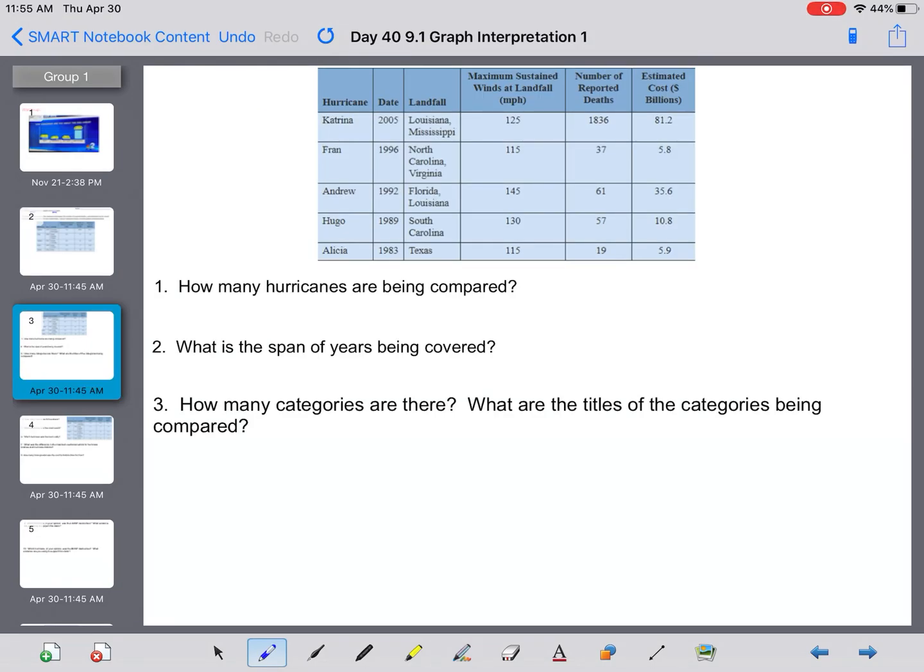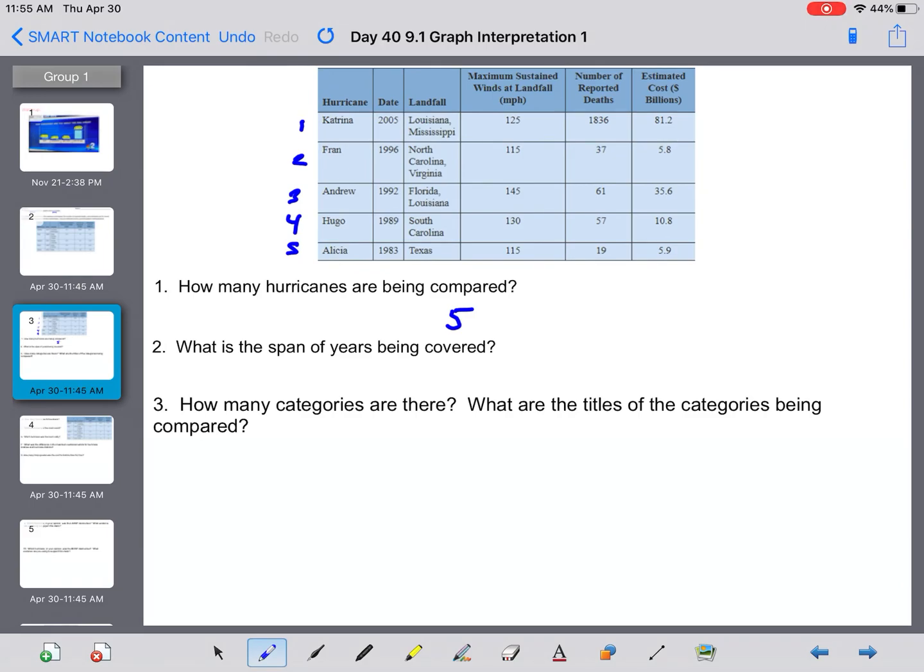All right, now that you've had a chance to get familiar with this data, let's answer some questions. These are just some questions that I came up with, and let's see what we can figure out. For number one, how many hurricanes are being compared? Well, I can go up and just count them. I have 1, 2, 3, 4, 5. So we have 5 different hurricanes that are being compared.